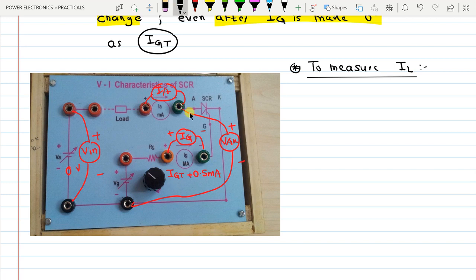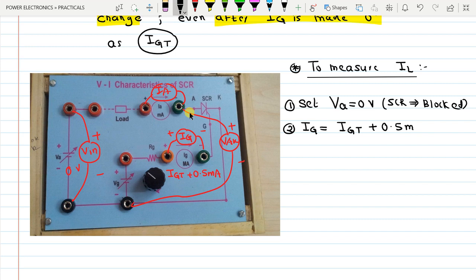Okay, so the first step is set V in, set VA equal to 0. Because of this, SCR will become blocked as device current will fall below holding current, which is a non-zero value. Second, you set the value of gate current equal to the value of IGT plus 0.5 milliamperes. So IGT already has been found in the previous bit.